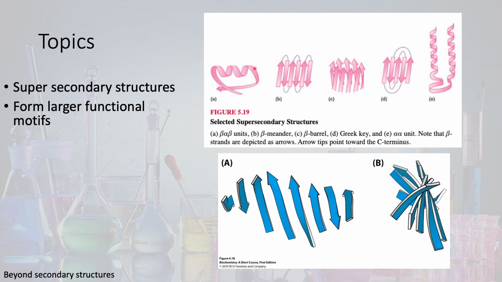We have an alpha helix here, a beta meander, a beta barrel, right? A beta barrel forms when multiple parallel beta sheets align and form a pore, or an open hole in the center here. And ultimately, the function of these domains or motifs comes down to what the specific protein is responsible for.